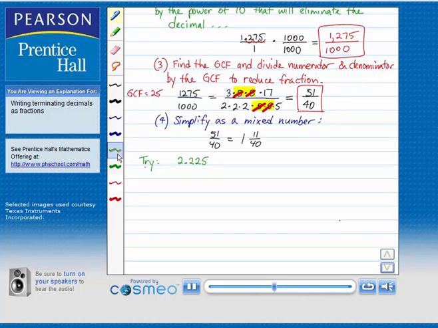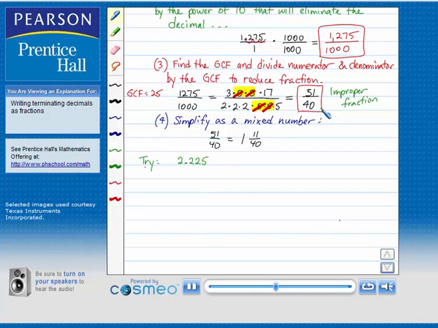That's actually the correct answer in an improper fraction. Improper fraction means the numerator, the top, is greater than the denominator, but this fraction is reduced. There are no more common factors that I could eliminate.